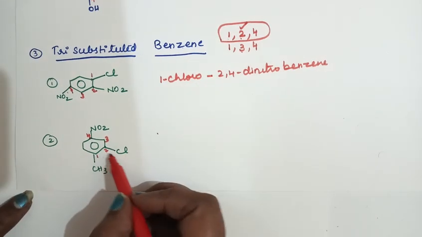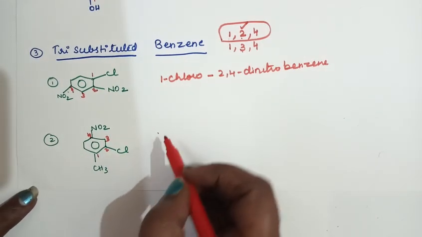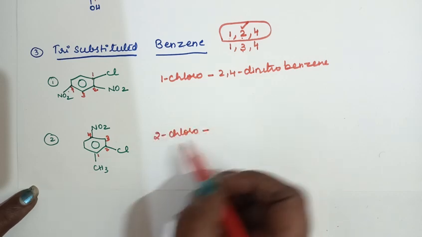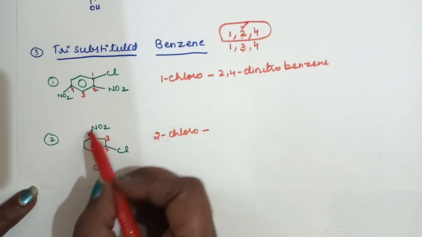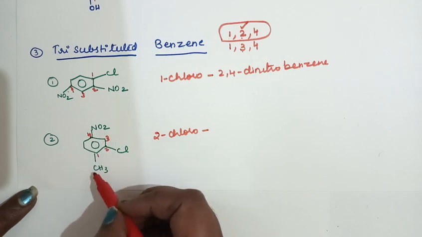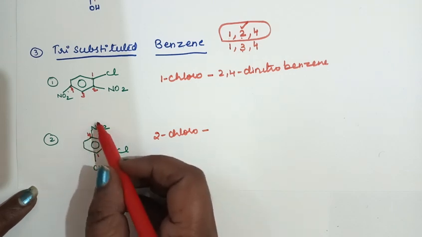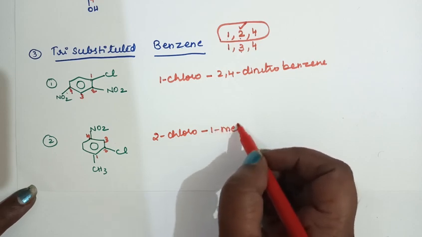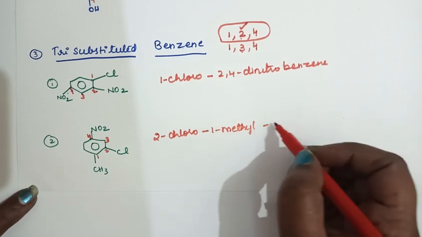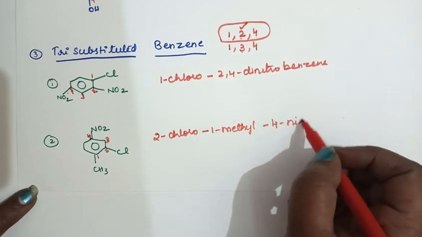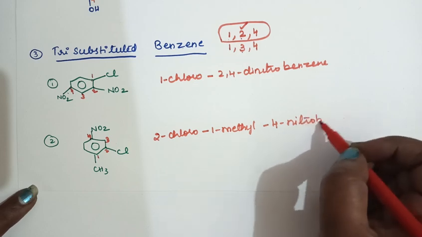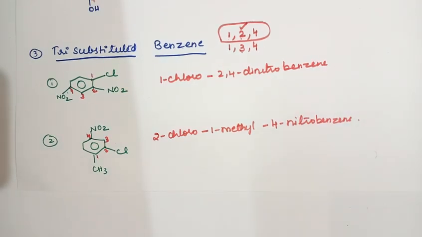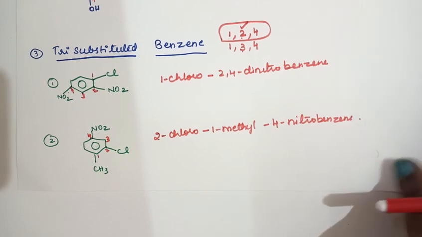So C will come first, chloro. So you should write 2 chloro, and then this is methyl and this is nitro. Methyl is M, this is N. So this will come first. So 2 chloro, 1 methyl, 4 nitro benzene. So this is the IUPAC nomenclature of this compound.